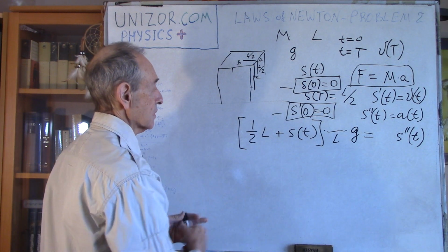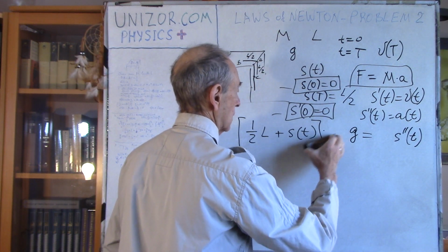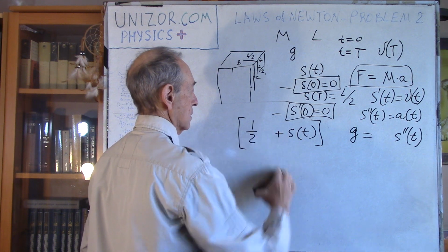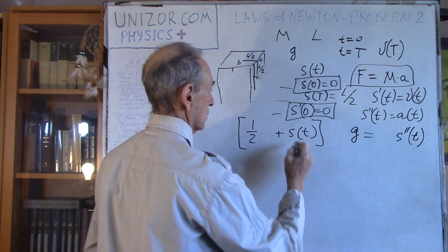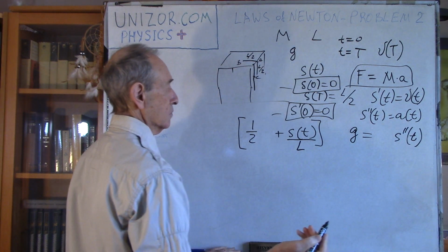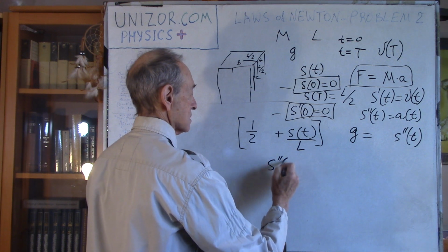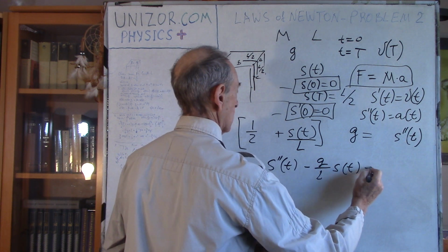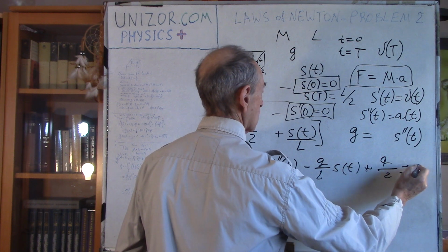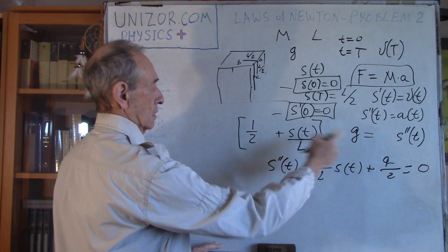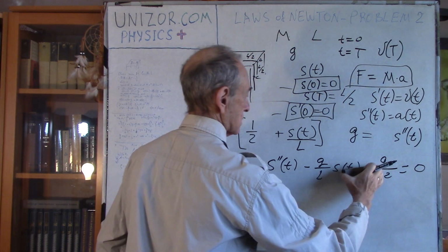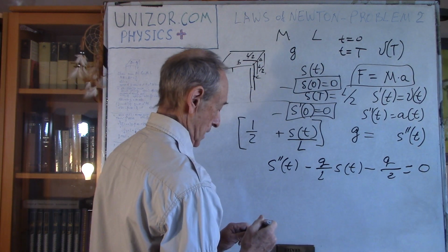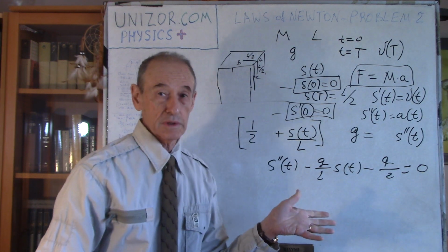Now, obviously we can multiply by L here and here, and divide by L here. And we have a very simple differential equation: s''(t) minus (g/L) s(t) plus g/2 is equal to 0. Let me check. Yeah, looks like it. Now, it's not that difficult a differential equation.